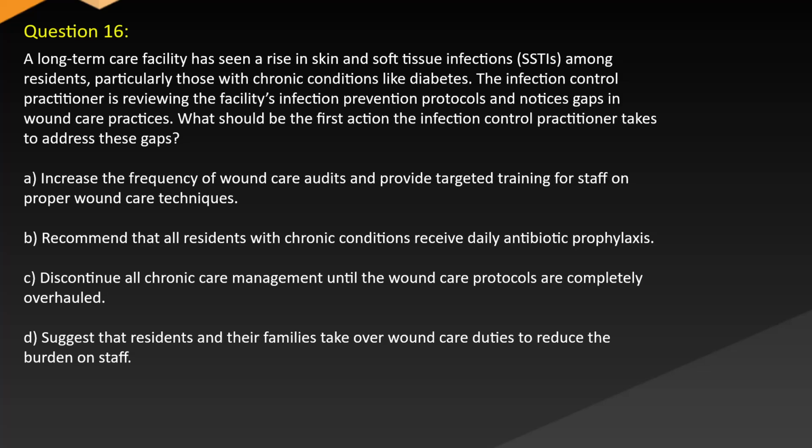A. Increase the frequency of wound care audits and provide targeted training for staff on proper wound care techniques. B. Recommend that all residents with chronic conditions receive daily antibiotic prophylaxis. C. Discontinue all chronic care management until the wound care protocols are completely overhauled. D. Suggest that residents and their families take over wound care duties to reduce the burden on staff.